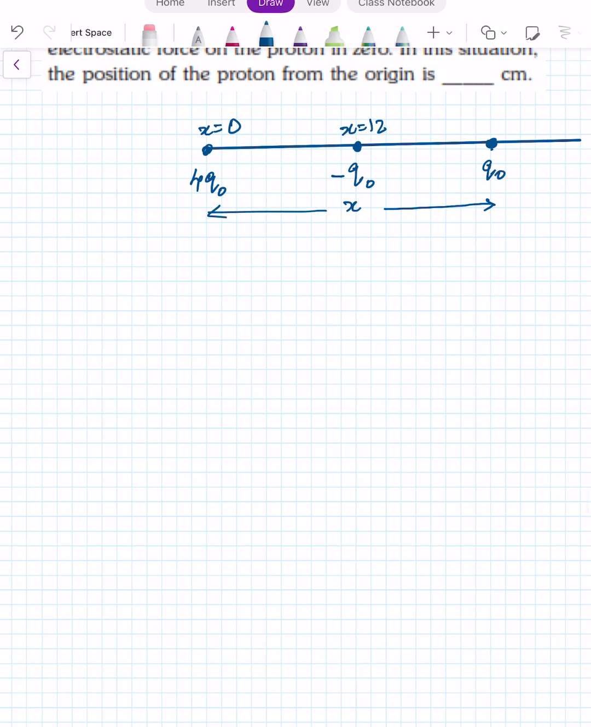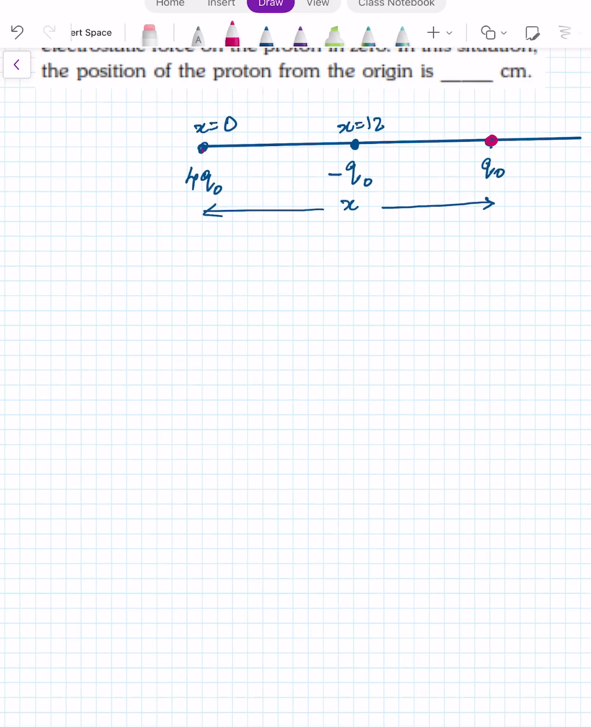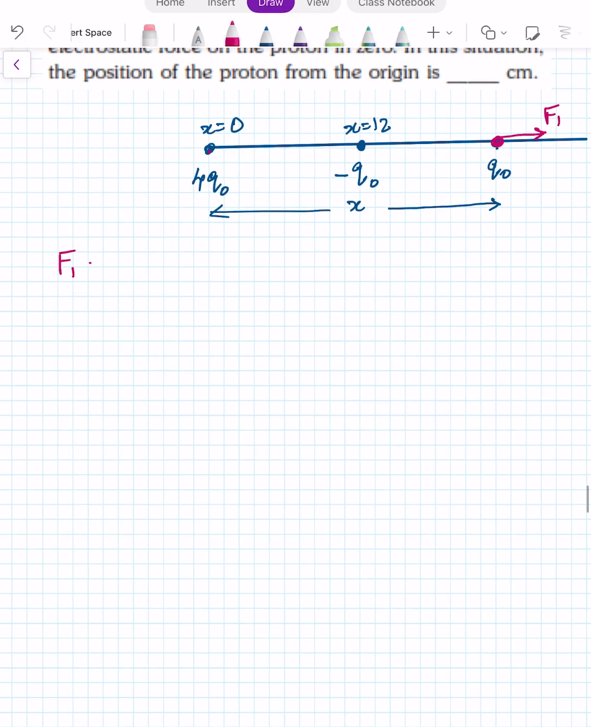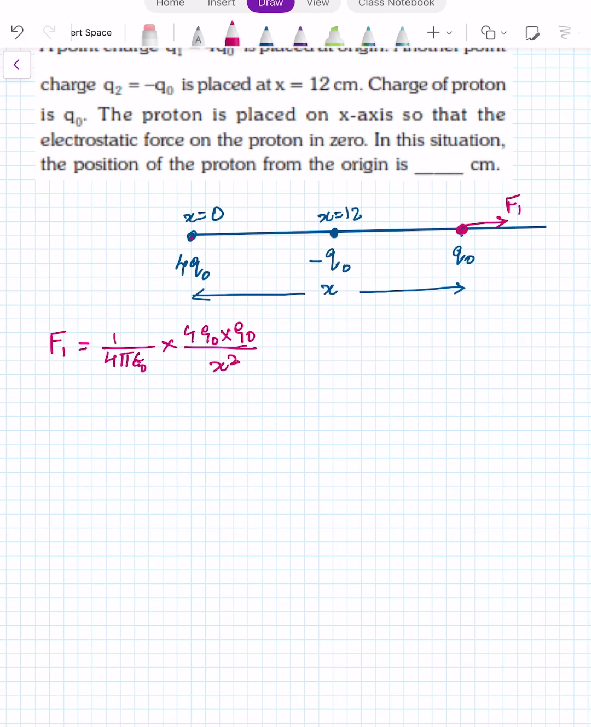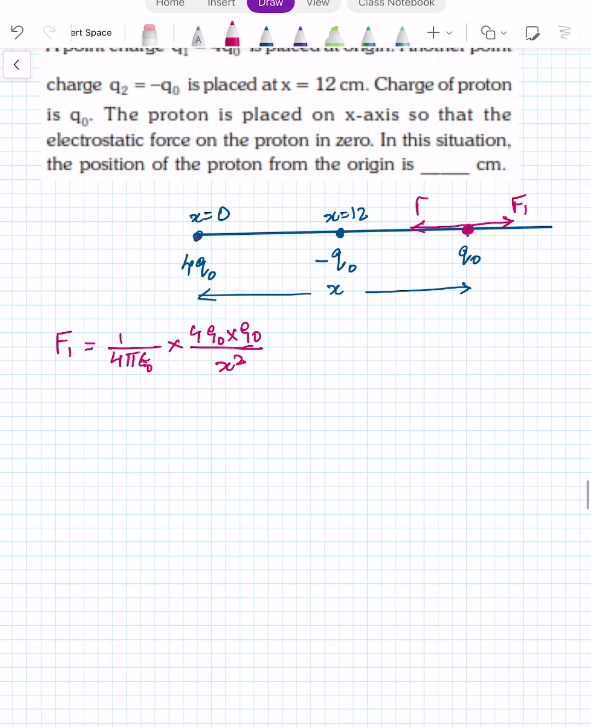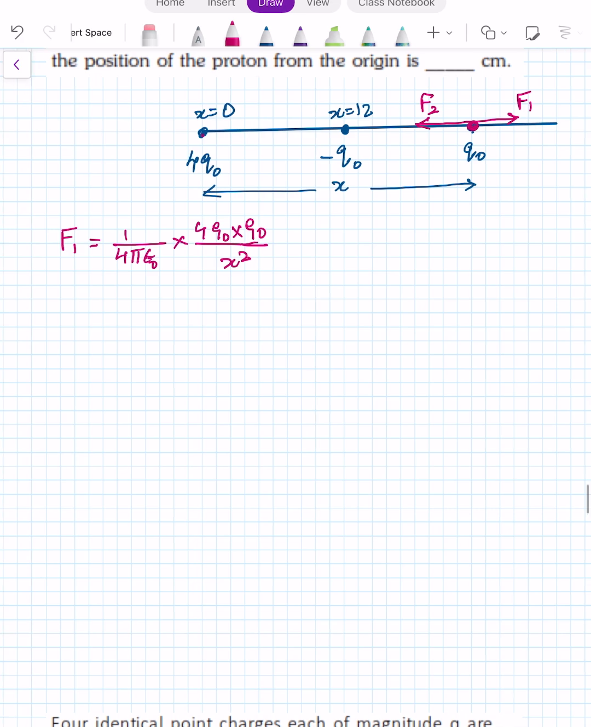Now, the net force experienced by Q naught has to be 0. Here I am not using the vector equation. The force due to 4Q naught experienced by Q naught will be, say, F1. Then F1 will be towards right. F1 is equal to 1 upon 4 pi epsilon naught, 4Q naught into Q naught upon x square. And the force experienced by Q naught due to minus Q naught will be towards left because they are oppositely charged, attractive force. And F2 will be equal to 1 upon 4 pi epsilon naught, Q naught square upon 12 centimeter square.